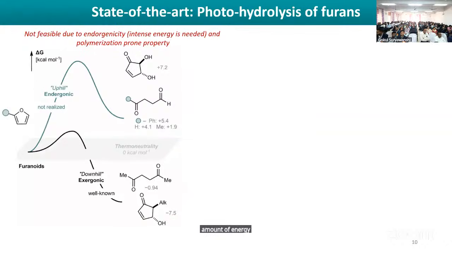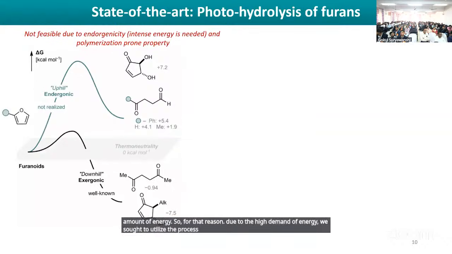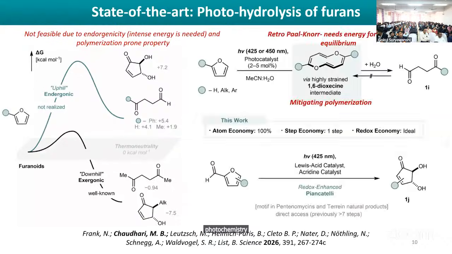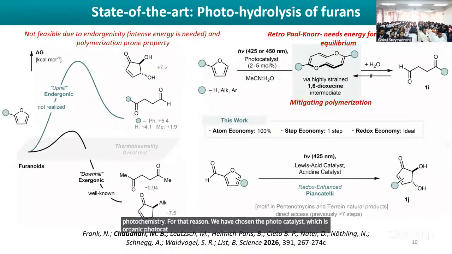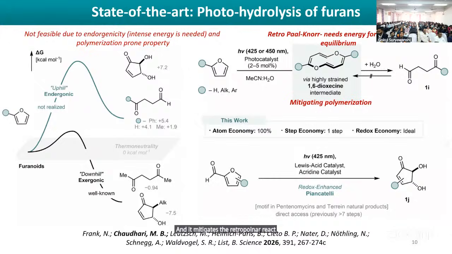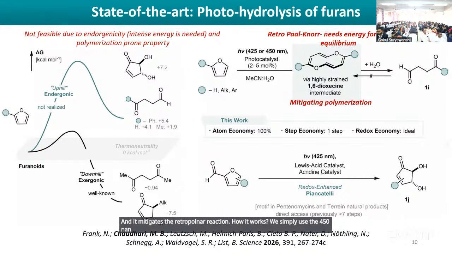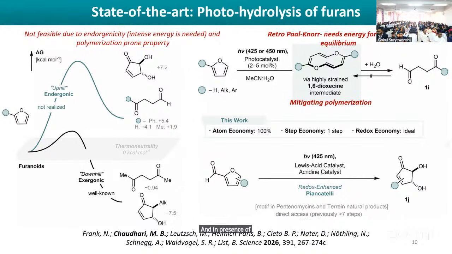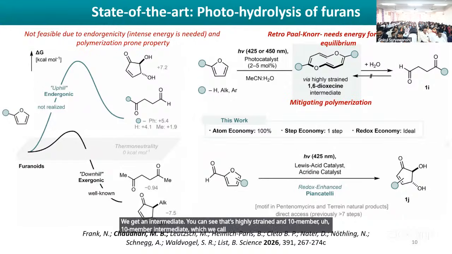So for that reason, due to the high demand of energy, we thought to utilize the process of photochemistry. For that, we have chosen an organic photocatalyst, which does not contain any metal, and it mediates the retro-Paal-Knorr reaction. How does it work? We simply use a 450 nanometer light source, and in presence of a mixture of acetonitrile and water, we get an intermediate. You can see that highly strained 10-member intermediate, which we call 1,6-dioxazine.